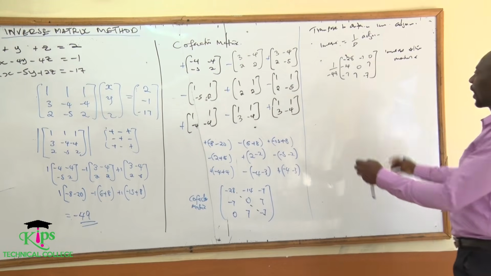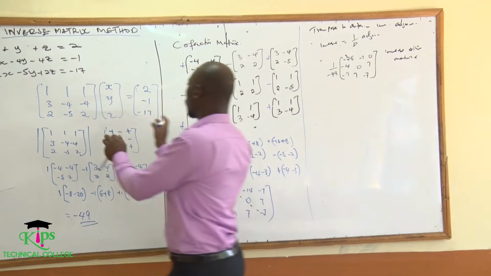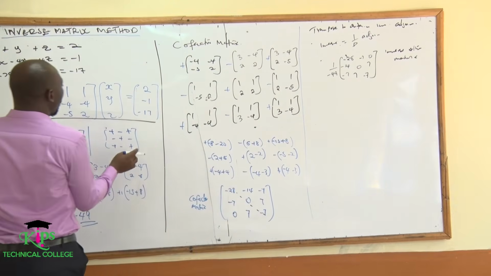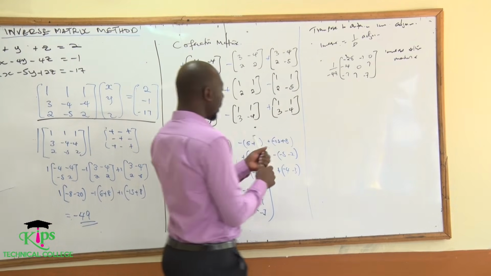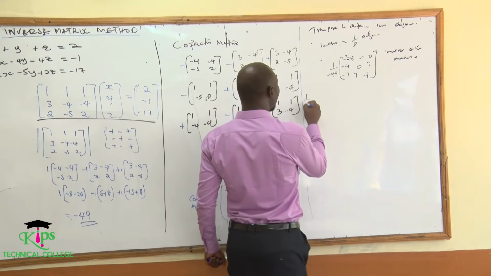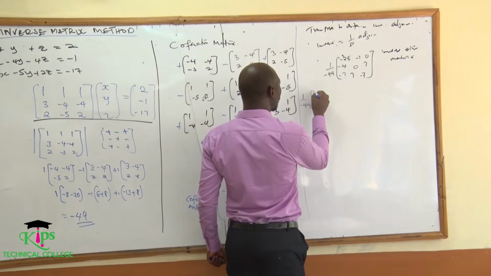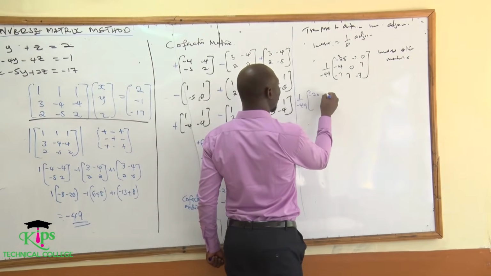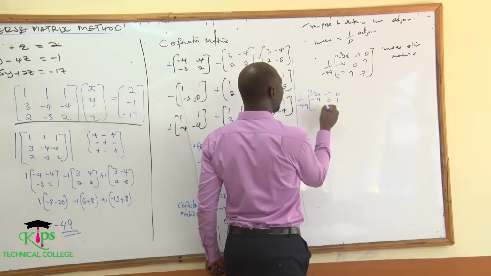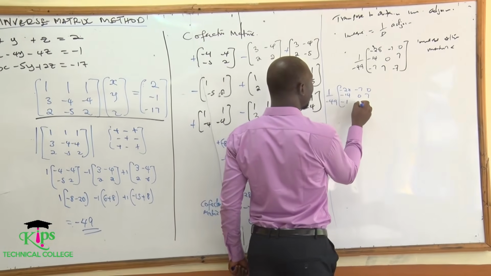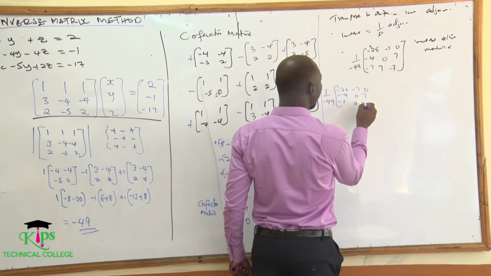So what we do, we take the inverse and multiply both sides. You go to the original equation, multiply both sides by the inverse. That one shall be, you take our inverse, that is 1 over negative 49 into negative 28, negative 7, 0, negative 14, 0, 7, negative 7, 7, 7, negative 7.